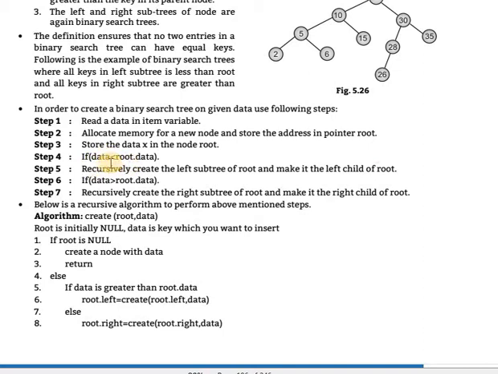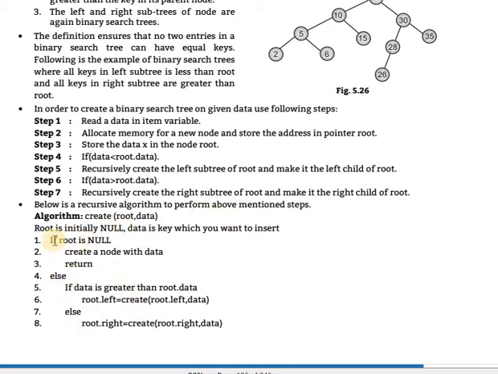If the data is less than the root, then create it in the left subtree. Again, next check the condition: if the data is greater than root, then recursively create the right subtree of that root and make it the right child of root. These are the steps to create the binary search tree. Below is a recursive algorithm to perform the above mentioned steps.